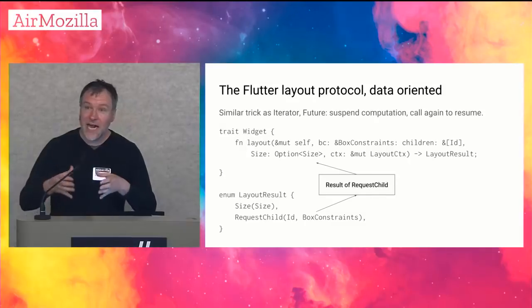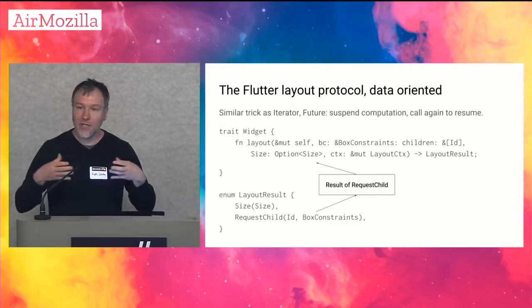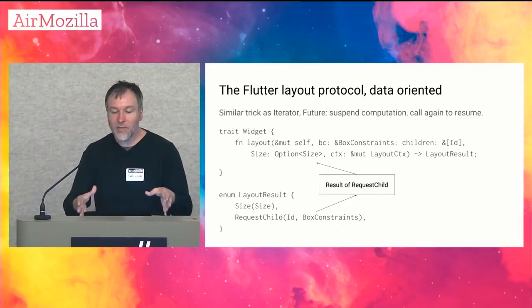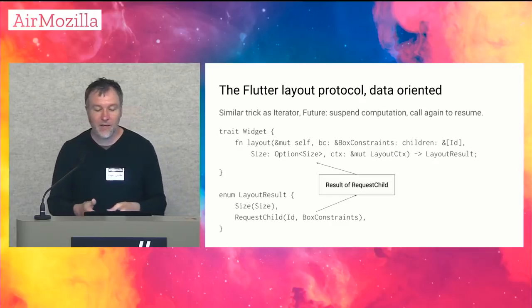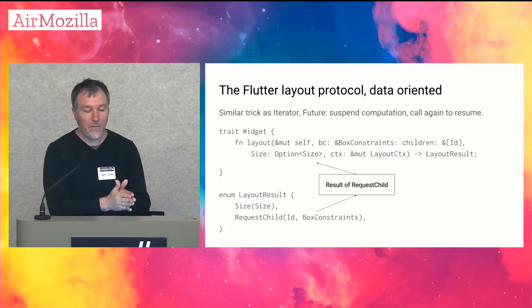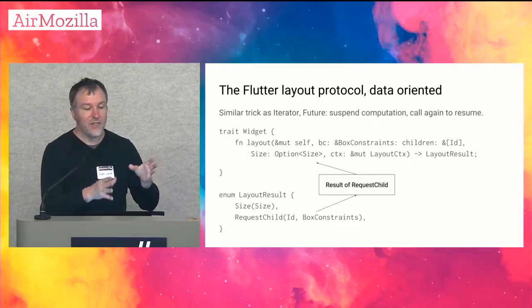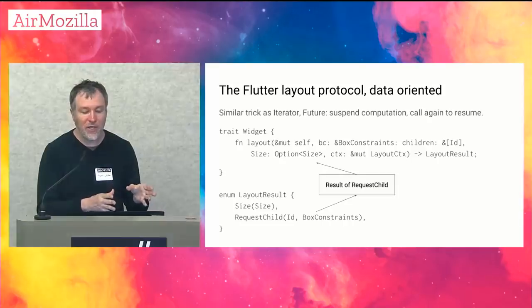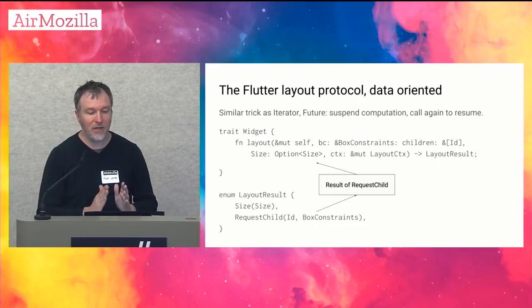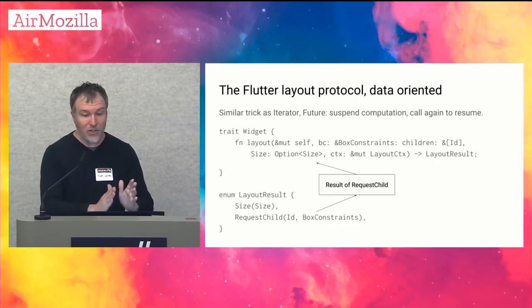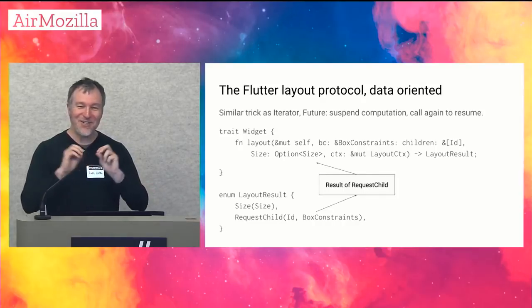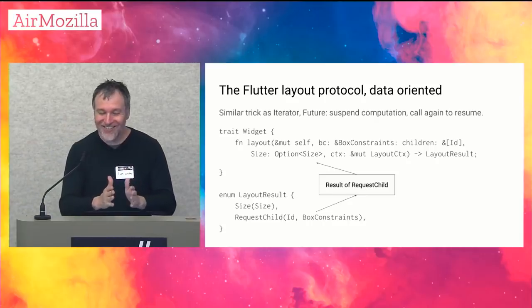So to adapt that pattern to the Flutter layout protocol, we're going to have this. This is pretty much the signature of this method in the code, where we call the method with a mut self, so that it can access all of its own state and do anything it wants with it, including mutate. We're going to pass in the constraints, which are the same as the Flutter code. We're going to tell it what its children are, and notice that that's a non-mutable borrow. That's encoded in the type.